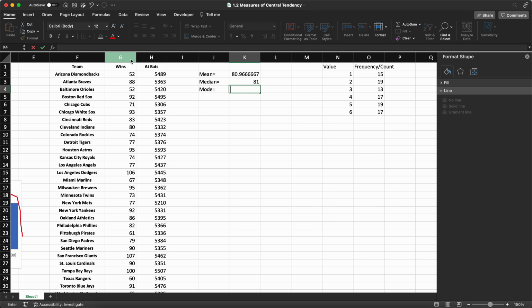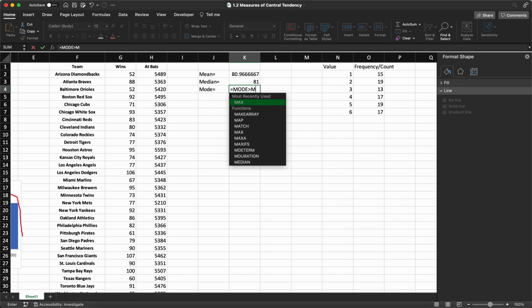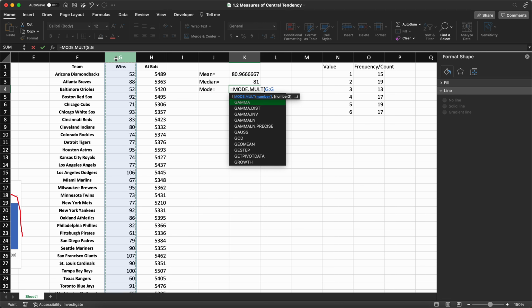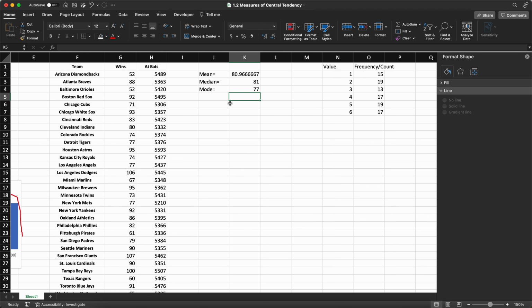Oh, I never hit equals. In order to create a formula, you always have to hit the equal sign. So MODE.MULT. This is the one I want. All of column G. Now, there's only one mode right now, but I'm going to make a quick change.